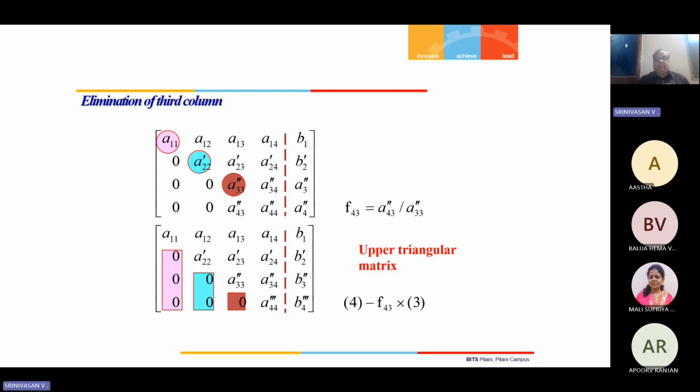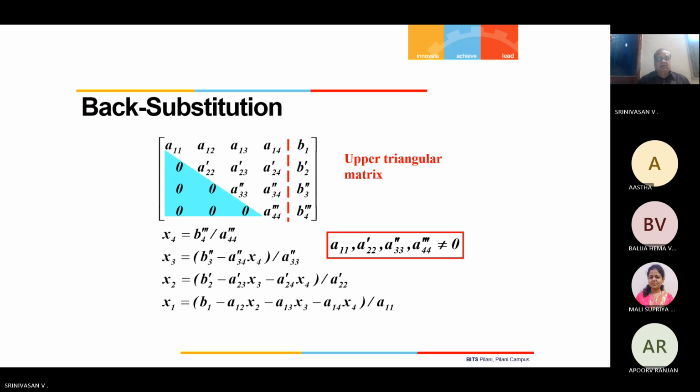Next, you are making zeros like this, isn't it? So F43 is F43 dash divided by A33 dash, the last one, giving the upper triangular matrix: row 4 minus F43 into row 3, all those things. Theoretically, it is the same idea.